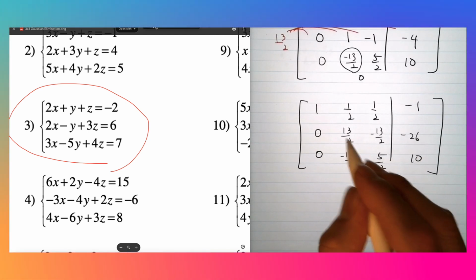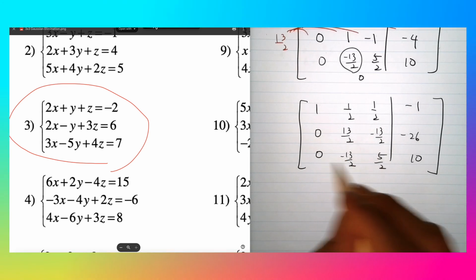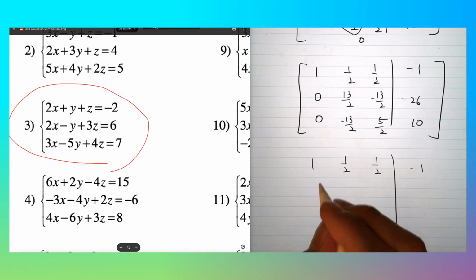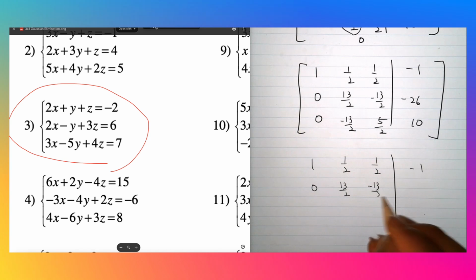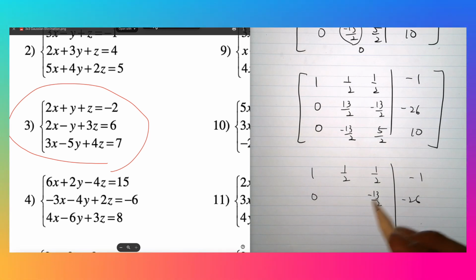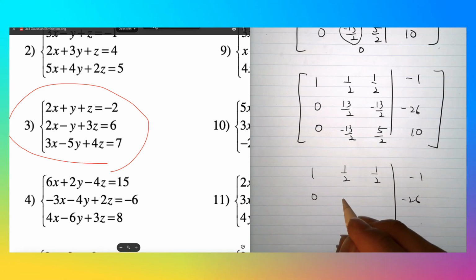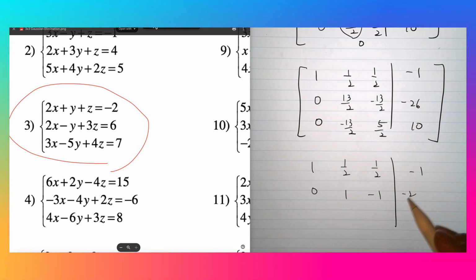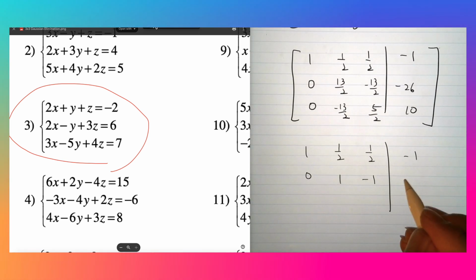And next step, we combine this and the bottom middle has to become 0. So 1, 1 half, 1 half, negative 1, 0, 13 over 2, negative 13 over 2, negative 26. Oh, actually no. I forgot that second row should be the original with the 0, 1. Told you it's easy to make a mistake here. Okay, so this has to be the 0, 1, negative 1. And we had a negative 4. Yeah, you keep negative 4.